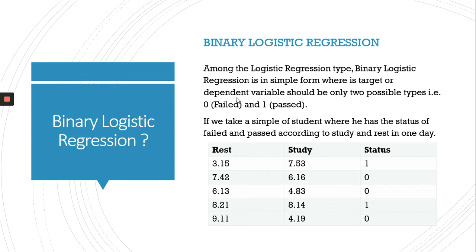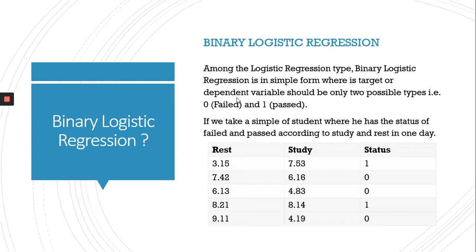First we will discuss binary logistic regression. Among the logistic regression types, binary logistic regression is the simple form, where the target or dependent variable has only two possible types, that is 0 which is failed and 1 which is passed. If we take a sample of a student who has the status of failed or passed according to the study and the rest in a whole day, below is the table which represents the student data like rest, study and the status. The first one: if a student rests 3.15 hours and studies 7.53, then he will pass and the status is 1.